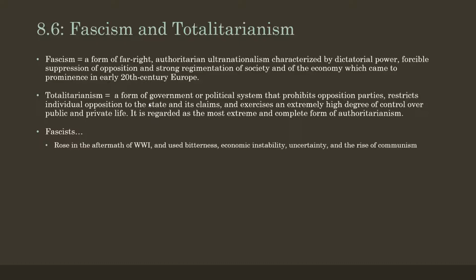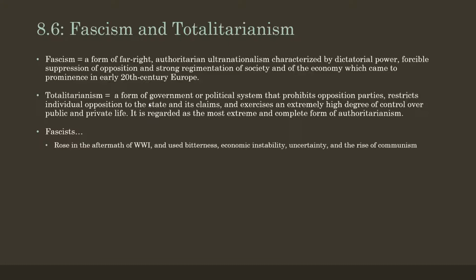Fascism is characterized by bitterness, and the bitterness over World War I. Well, it's not characterized by these things. These are the underlying factors, the fertile ground for fascism. So the bitterness from World War I, the economic instability that exists in the 20s and 30s, the political uncertainty, the weakness of the Weimar Republic we could put in there, and the rise of communism.